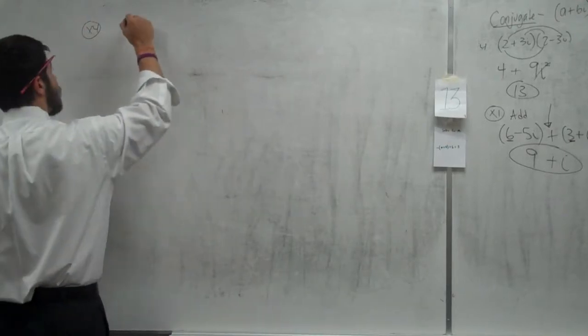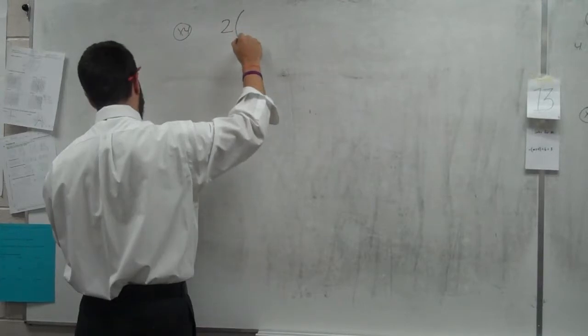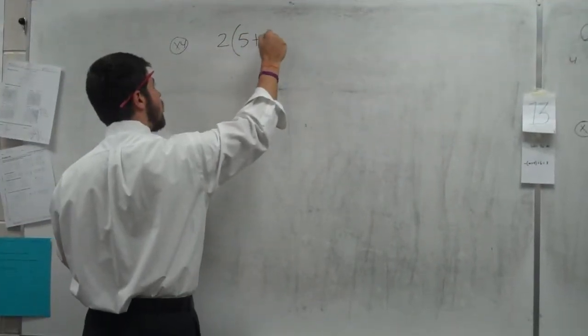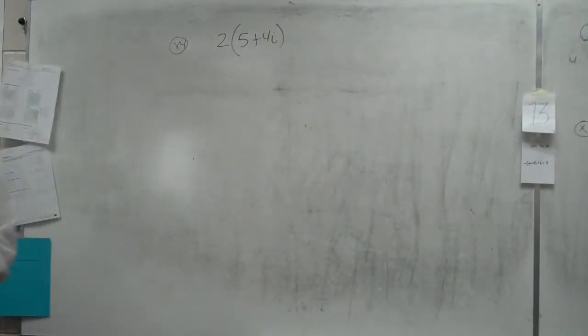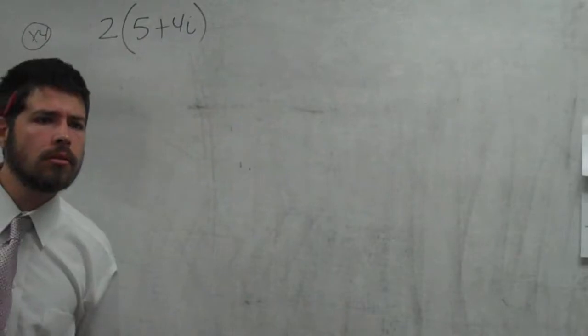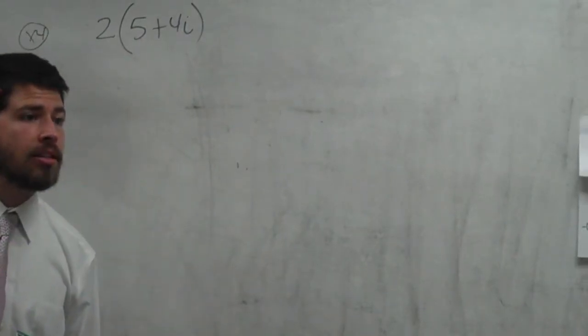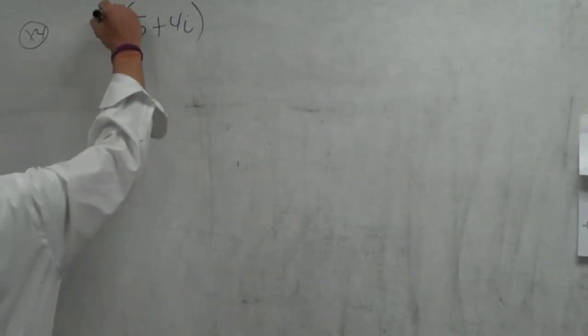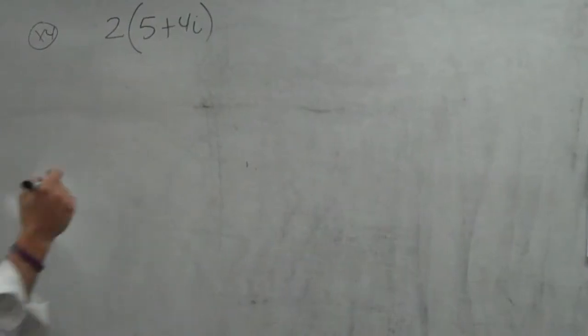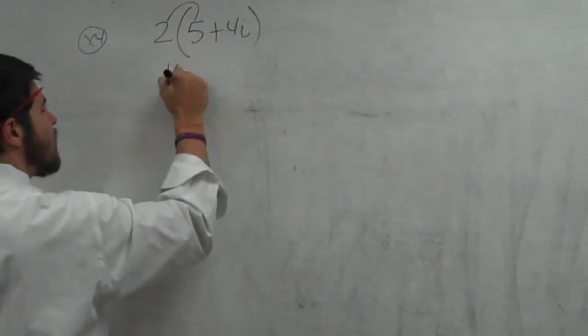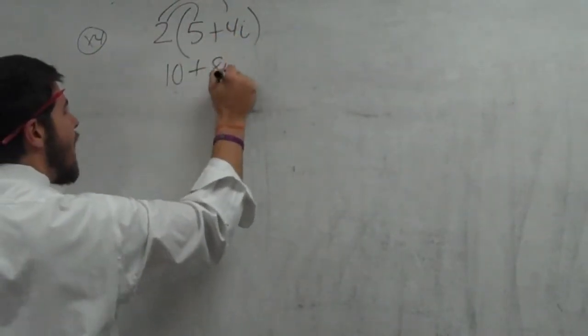How about this? 2 times the quantity 5 plus 4i. Can I multiply things together? Yes, I can. What is this called? Distributive property is correct. Let's distribute. 10 plus 8i, right? 2 times 5 is 10. 2 times 4i is 8i. And you're done. That's it.